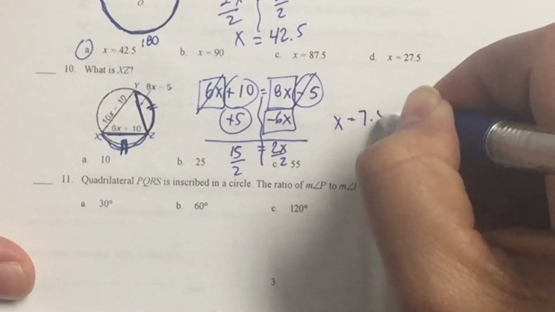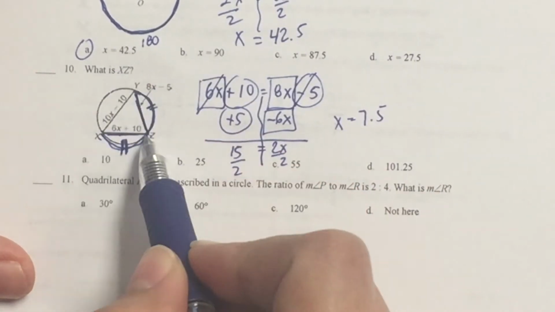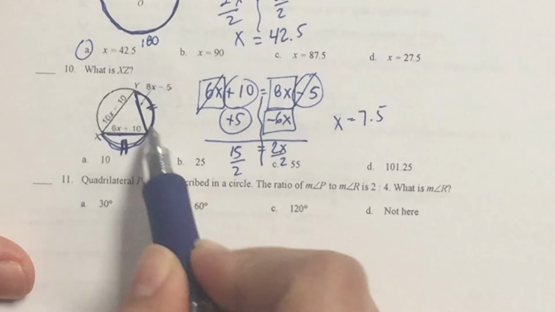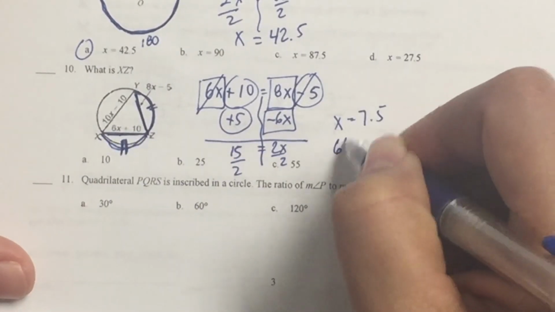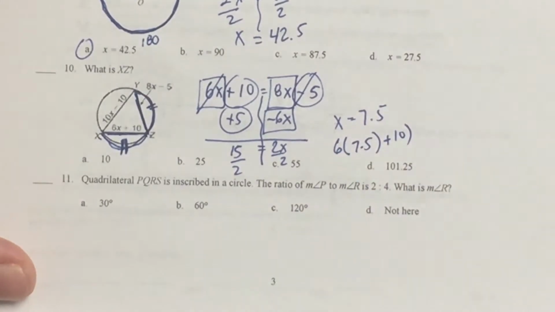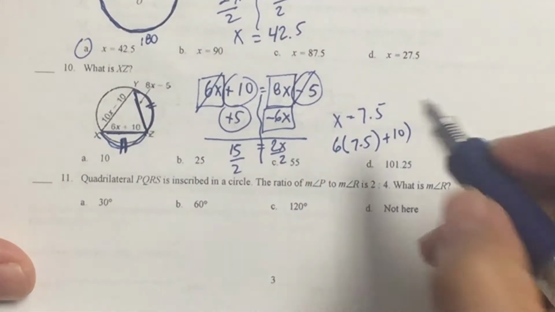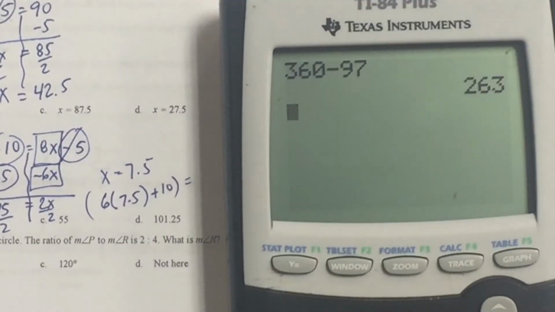Divided by 2, x equals 7.5. Now, the question was, what is xz? So I'm not just asking for x, but I'm asking for the whole thing. So be careful because you have to plug it in. So that whole thing is 6 times x, which is 7.5, plus 10. Six times 7.5 plus 10, 55.